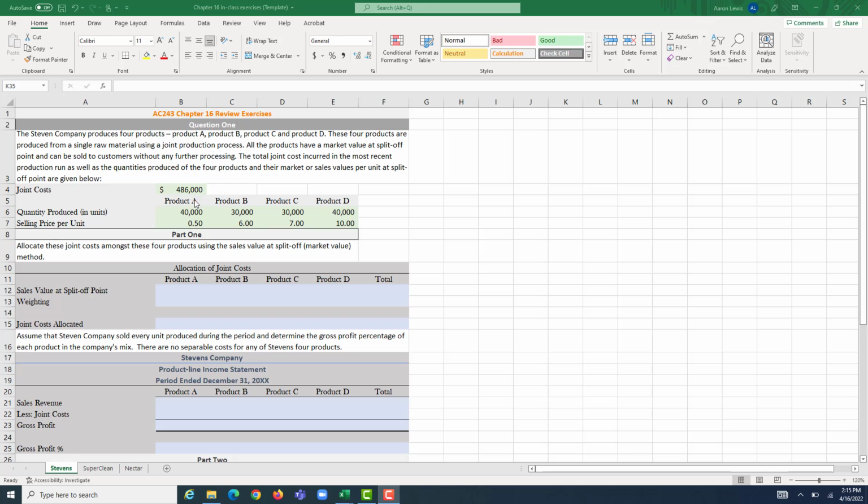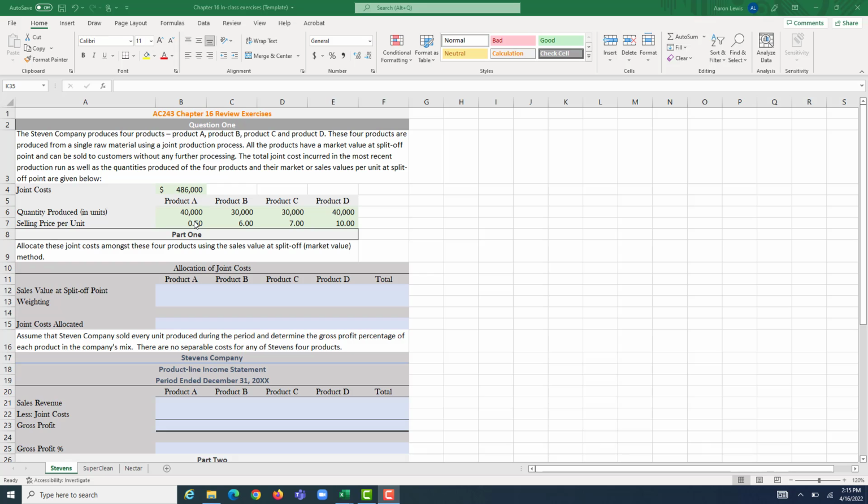The total joint cost incurred, as we have right here, is $486,000. We are going to make from this one process 40,000 units of product A, 30,000 units of product B, 30,000 units of product C, and 40,000 units of product D.